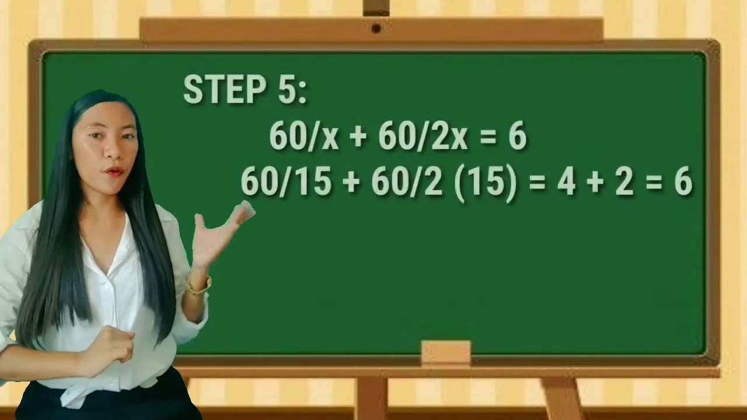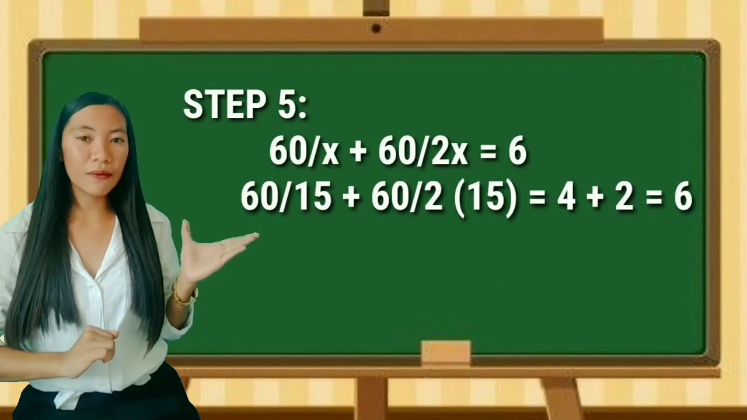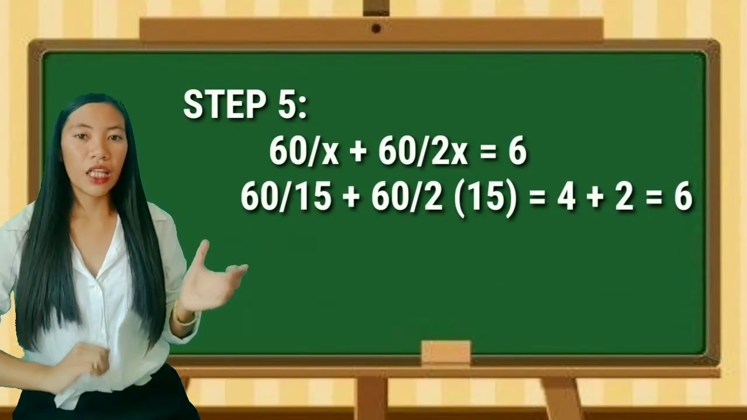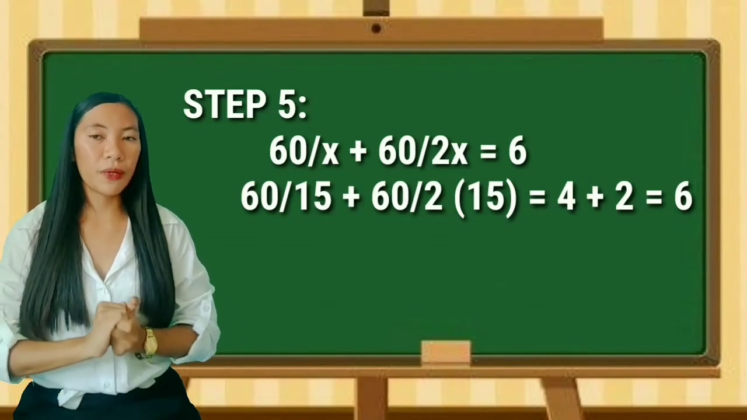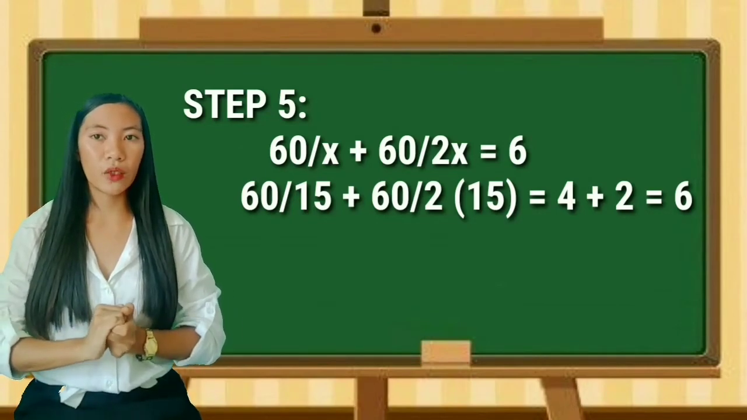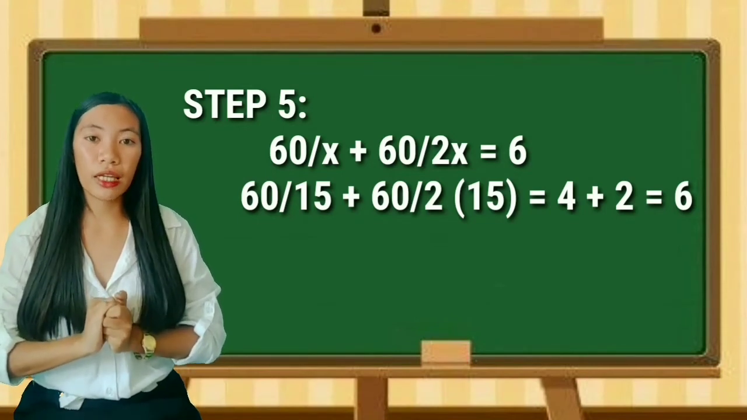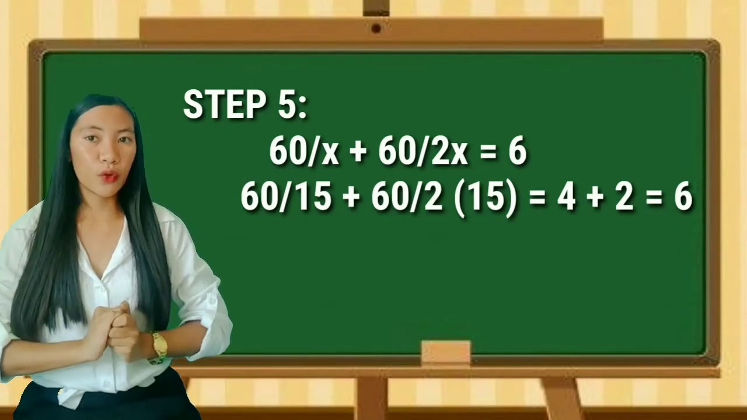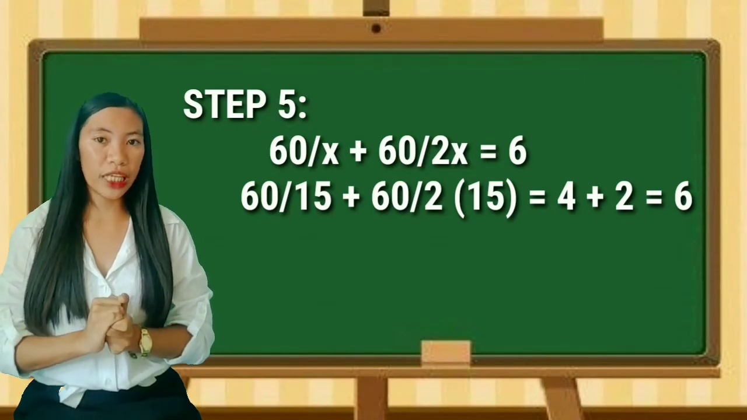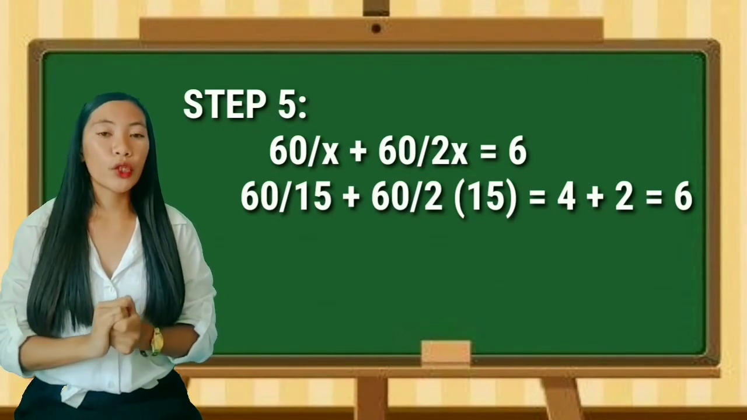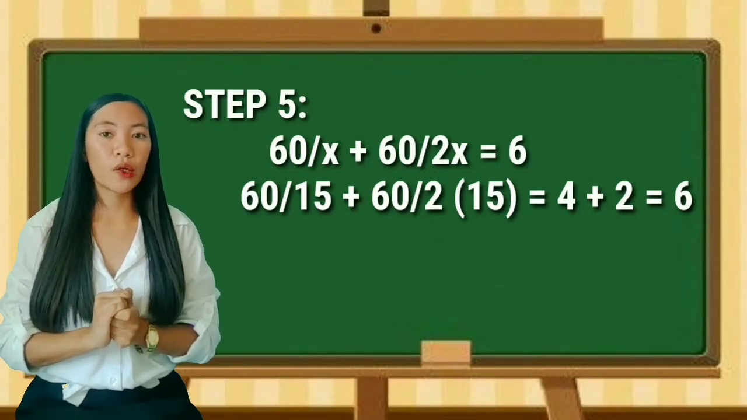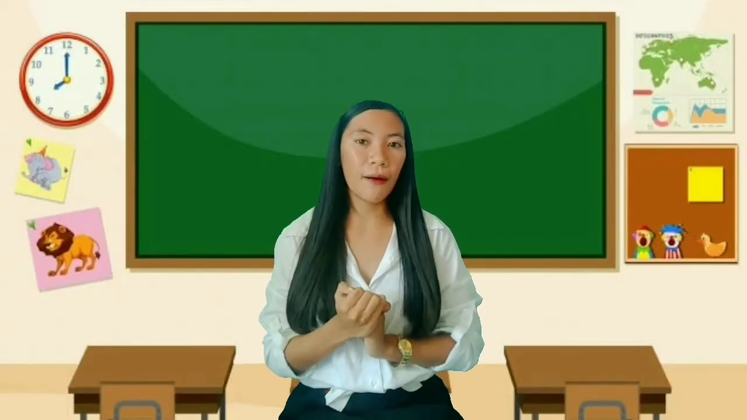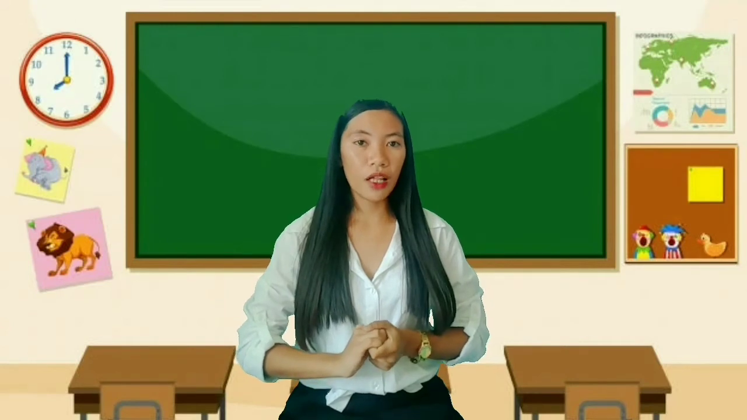Now, in step 5, substitute the number 15 into the x in 60 over x plus 60 over 2x is equal to 6. 60 over 15 plus 60 over 2 times 15 is equal to 4 plus 2 equals 6. And that's our example in speed travel problem.